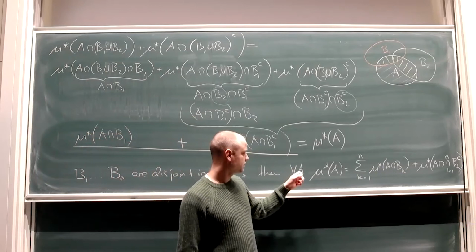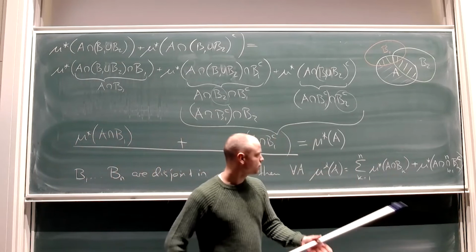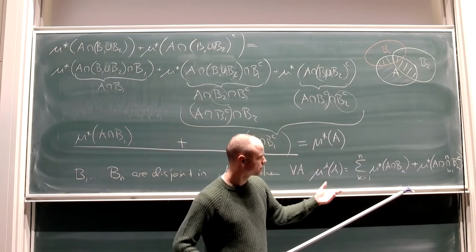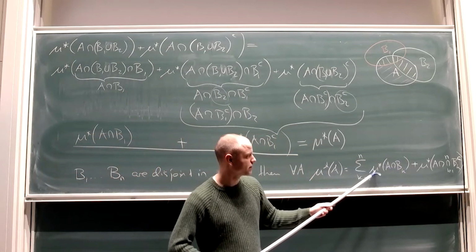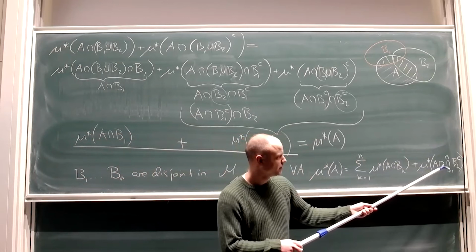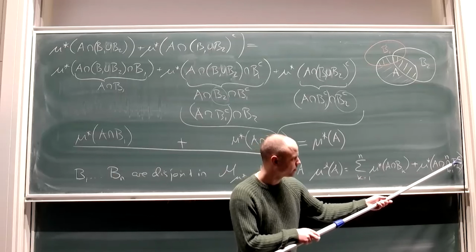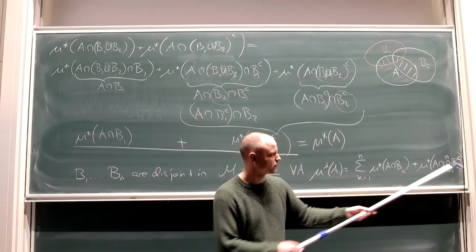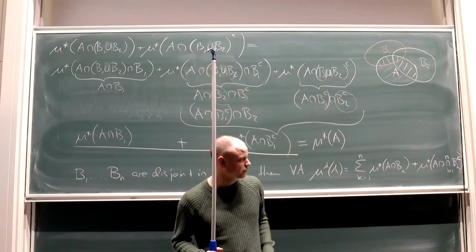We have an identity here which says mu star of A is equal to summing up, just like we do with measures. So you take the intersection with each one, they are disjoint. So that's why we have equality here. And then you have some sort of tail here, which looks a bit funny. So it's mu star of A intersect with the finite intersection from 1 to n of the complements here. So there should really be a parenthesis here around the second intersection sign, but it doesn't fit on the blackboard.